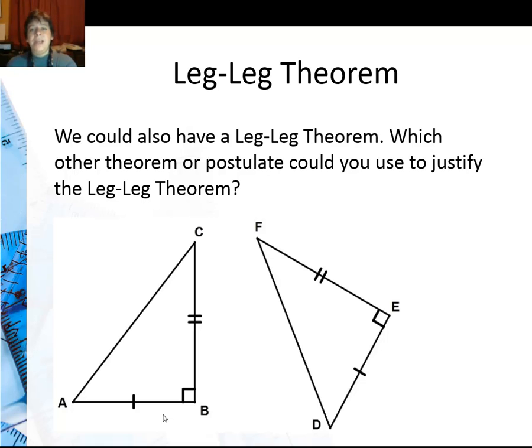Now there's also a leg-leg theorem. Does this one work? If I just know it's a right triangle and I know one leg and the other leg, could I actually say, yeah, that's good enough? Well, yes, because see this angle here and this angle there, they're both right angles, so they're congruent. So this looks a lot like side, angle, side.